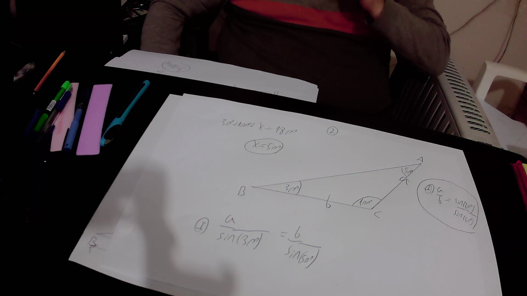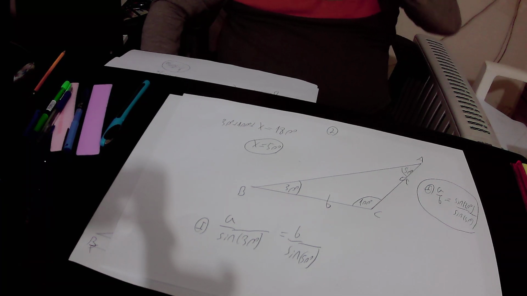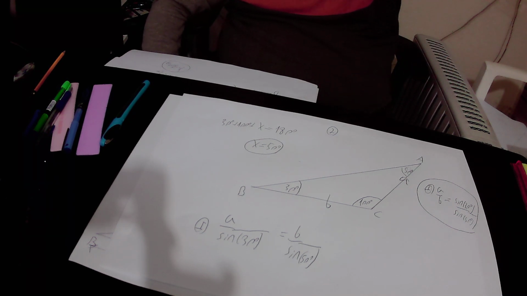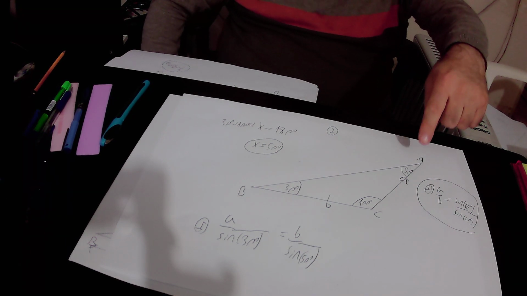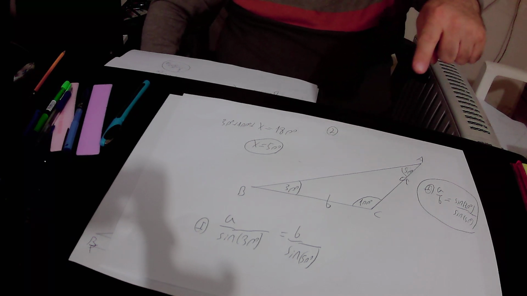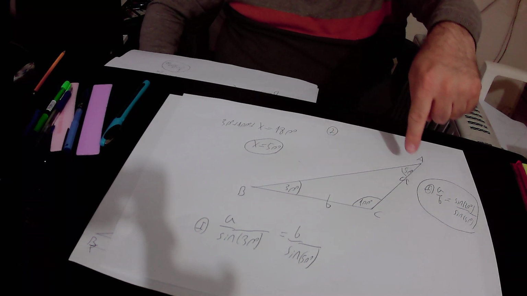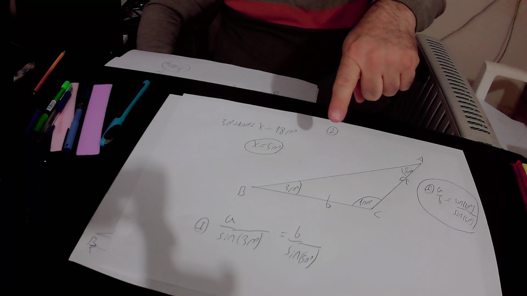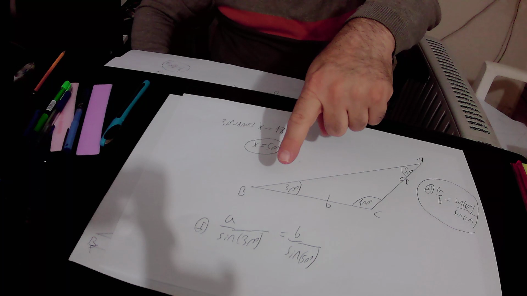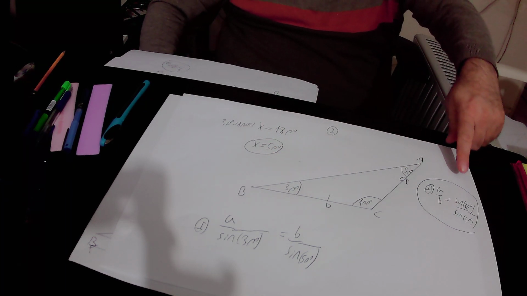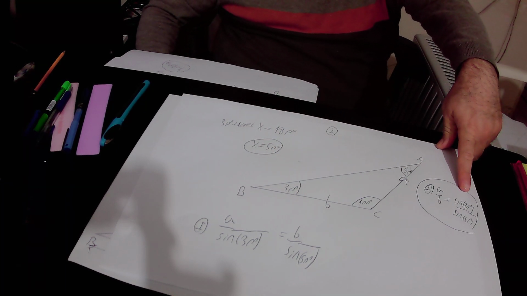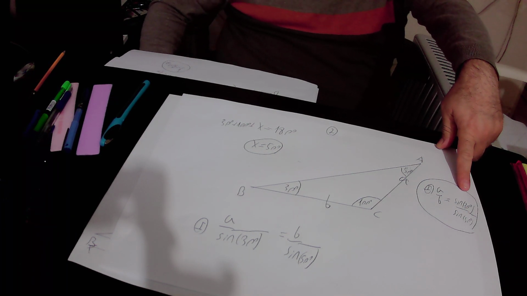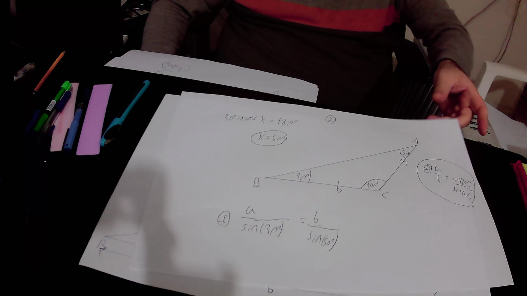Okay, and then we implemented the law of sines in this triangle ABC. According to the law of sines, A over sine 30 degrees equals B over sine 50 degrees. We divided this equation number 1 by B, and then we multiplied it by sine 30 degrees, and we got that A over B equals sine 30 degrees over sine 50 degrees. So according to equation number 1, A over B equals sine 30 degrees over sine 50 degrees.